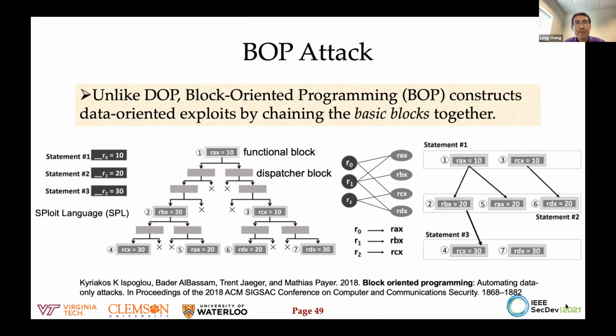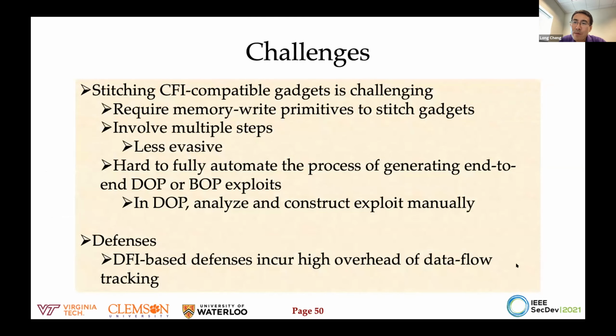All right, so we know DOP or BOP attacks are powerful. They can be used to construct an expressive exploit. However, it's non-trivial to construct such attacks because searching for those CFI compatible gadgets is challenging. It requires memory write primitives to stitch those gadgets, and typically it involves multiple steps. It could involve like 1,000 steps, so it's less evasive. If there are some anomaly detectors, they can be easily detected.